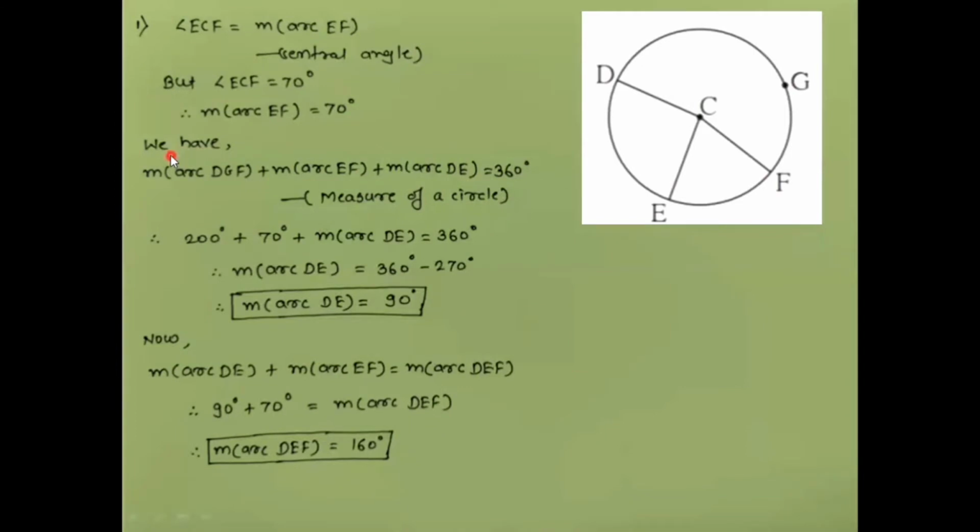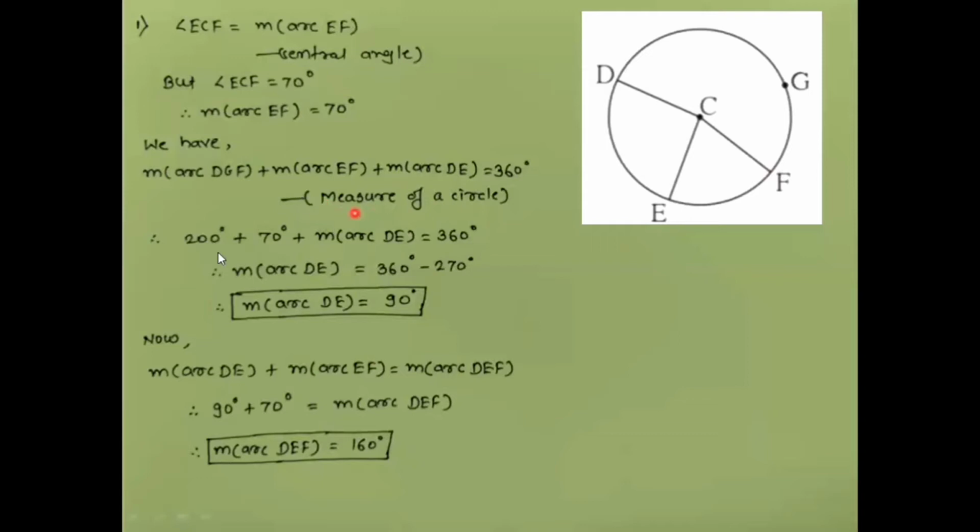Now the circle is divided into three arcs, that is arc DGF, arc EF and arc DE. If we add the measures of these three arcs, that is measure of arc DGF plus measure of arc EF plus measure of arc DE, it will be equal to 360 degrees, because these three arcs make a whole circle and we know that the measure of a circle is 360 degrees.